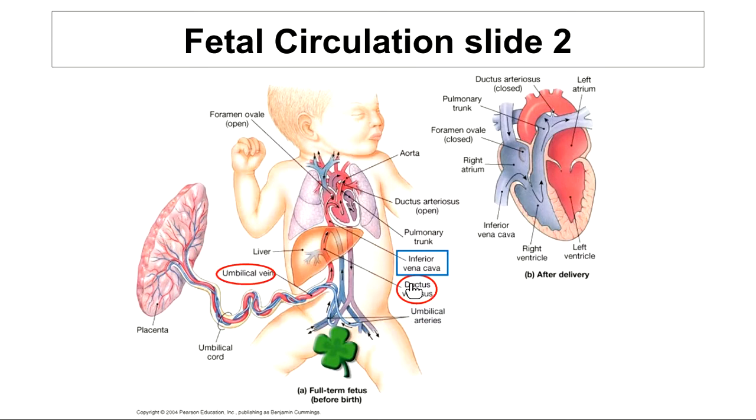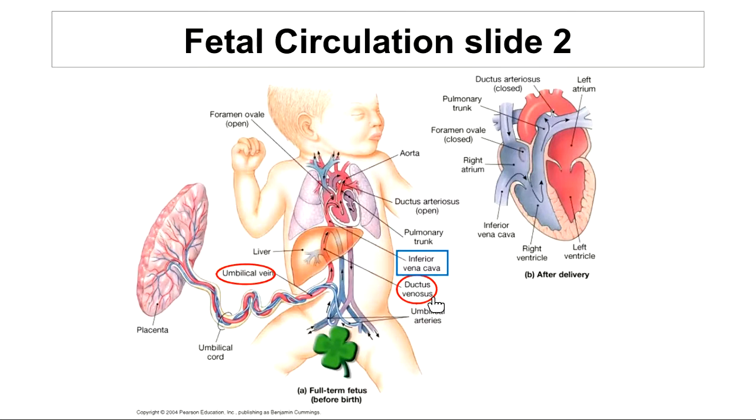The umbilical vein enters the liver as the ductus venosus. Ductus venosus, D-U-C-T-U-S, second word venosus, V-E-N-O-S-U-S. The name changes. After birth, this vessel atrophies. That means it wastes away, or it becomes collagenous and becomes a fibrous cord called the round ligament.